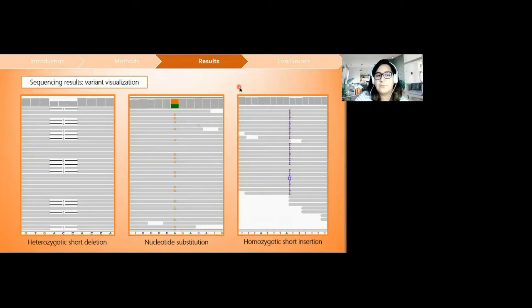What we see here are examples of high coverage variant visualization in alignment files. We can call them BAM extension files. We can see here how optimal covered variants are visualized in a local genome browser, such as IGV, which is short for Integrative Genome Viewer, where reads are correctly aligned and clearly show deletions, as seen here, which means a nucleotide loss, substitutions, a nucleotide change in the middle, and insertions, adding of new nucleotides, as seen in the right image.